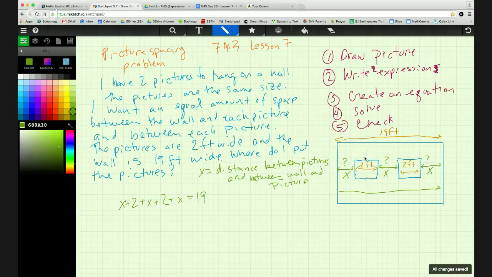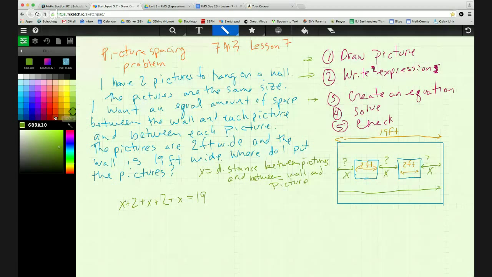So there's two ways to get there. One, I can just say, well, I know the wall is 19 feet. And the other thing is, well, it's this magic distance here, plus this distance I know, plus this magic distance, plus this one I know, plus this magic distance. Now we have an equation. Now we've drawn our picture, we've written an expression, and we use that expression to set it equal to 19 to create our equation. Now we're on the solve part.